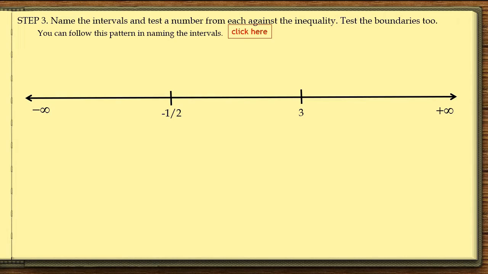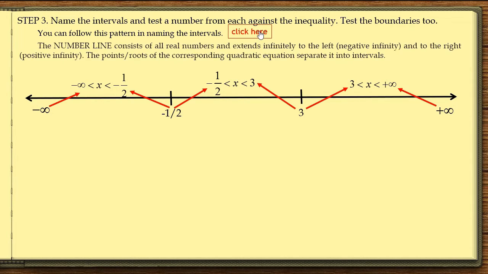In step 3, we will name the intervals and test a number from each against the inequality. We will test the boundaries too. You can follow this pattern in naming the intervals. The number line consists of all real numbers and extends infinitely to the left and to the right. The points or roots of the corresponding quadratic equation separate it into intervals. As I said a while ago, we have here three intervals.